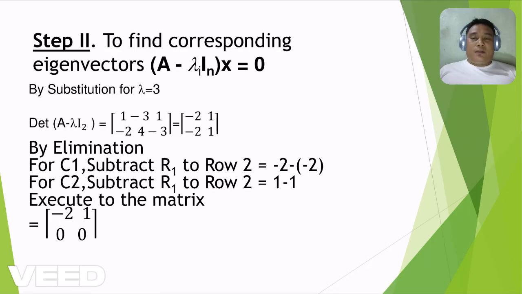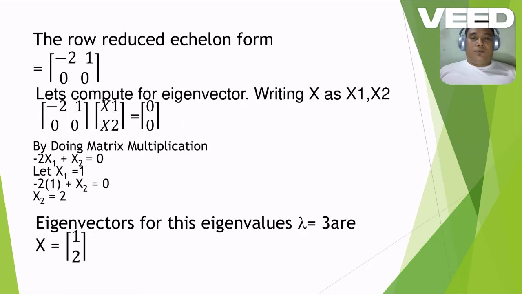By elimination, we eliminate row 2. For column 1, subtract row 1 from row 2: negative 2 minus negative 2 is 0. For column 2, subtract R1 from R2: 1 minus 1 is 0. So our new matrix is [negative 2, 1; 0, 0]. This is the so-called row reduced echelon form.